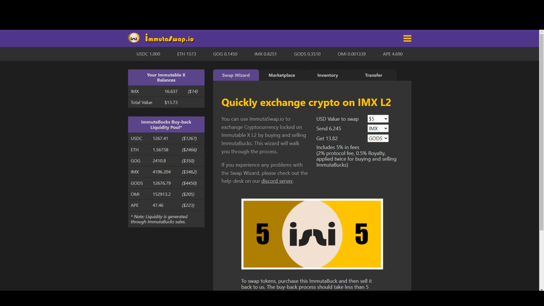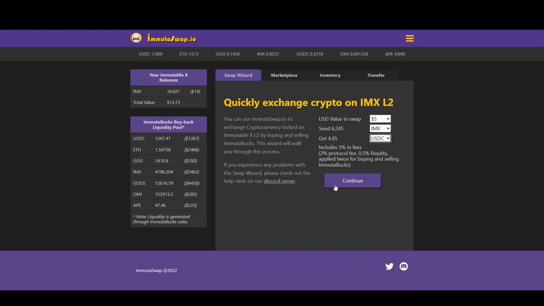So these guys are doing this scenario, which seems to me totally bonkers. What you're doing with Immutaswap is exchanging cryptocurrency that's on the Immutable X layer two by buying and selling these Immutabucks. In this case, for $5 worth of value, I'm going to send 6.245 IMX tokens, and I'm going to get back 3.82 Gods tokens. I could change this, so instead of Gods Unchained token, I could get some USDC, although it's not giving me anything there, but there we go.